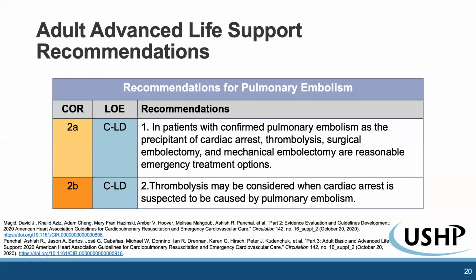So when we take a further dive into the recommendations from the adult advanced life support, we see two recommendations. The first is that for patients with confirmed pulmonary embolism as a precipitant of cardiac arrest, thrombolysis, surgical embolectomy and mechanical embolectomy are reasonable emergency treatment options. Lastly, thrombolysis may be considered when cardiac arrest is suspected to be caused by pulmonary embolism. These recommendations really highlight the importance of being able to diagnose whether the patient is actually having cardiac arrest due to pulmonary embolism.